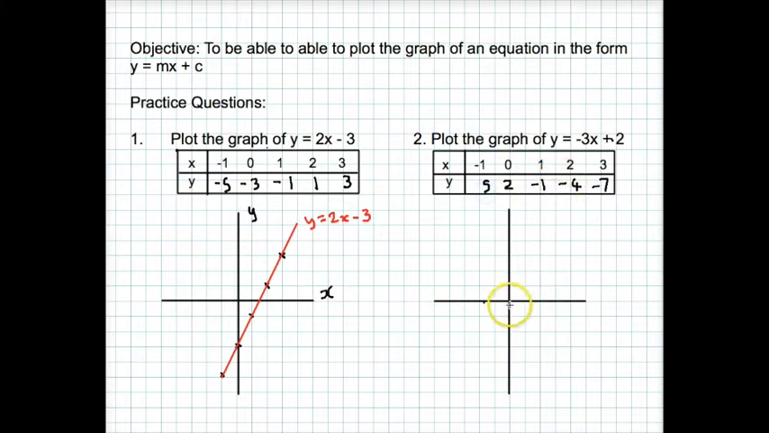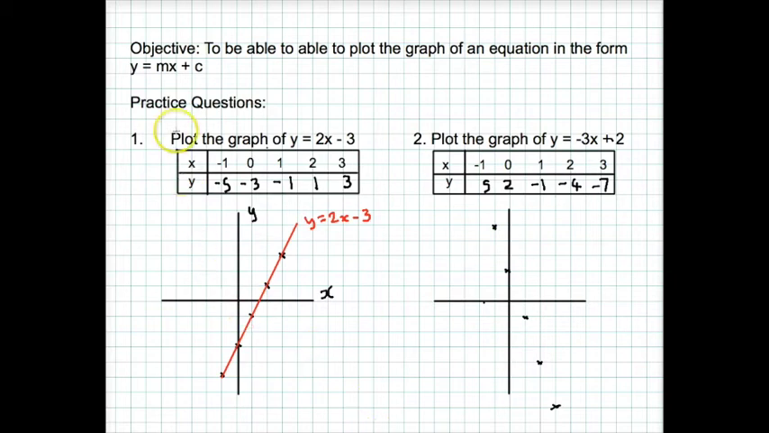Again, I'm now going to plot these. So the first one, when x is 3, y is actually -7. So I'm going 2, 4, 6, let's write down here. When x is 2, y is -4. When x is 1, y is -1. When x is 0, y is 2, and finally when x is -1, y now is 5.